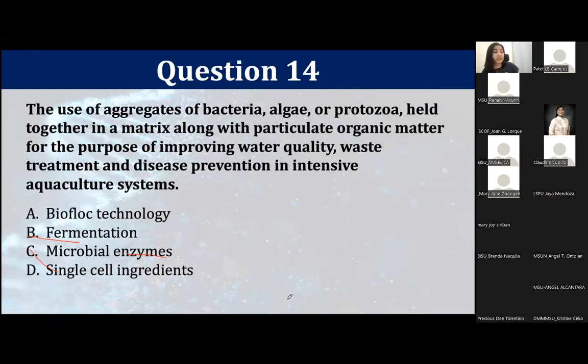All of you answered letter A. Very good. Okay, very good. So, the correct answer is letter A, biofloc technology. Flocculation or aggregation. Bio, the flocculation of biological matters like bacteria, algae, or protozoa. Nakita nyo na ito class sa inyong mga aquaculture class. Sandali lang ha. Hello tayo.